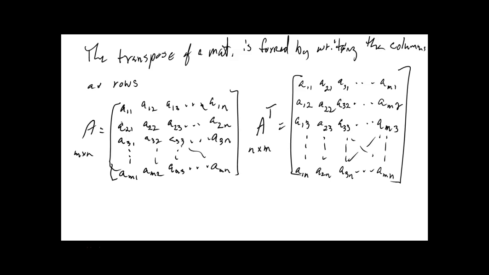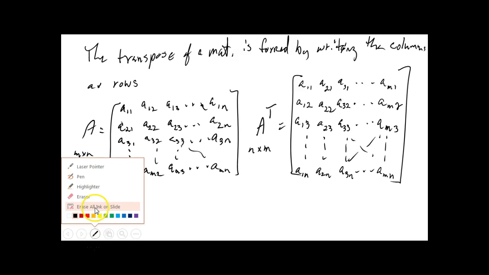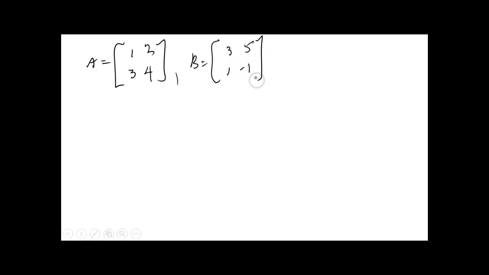Okay. Let's go back and perhaps do our discovery. See if we discover anything. A was, this is what I started to do before, 1, 2, 3, 4. And B was 3, 5, 1, negative 1. Okay? It says calculate first the AB transpose. So the first thing we do is AB.